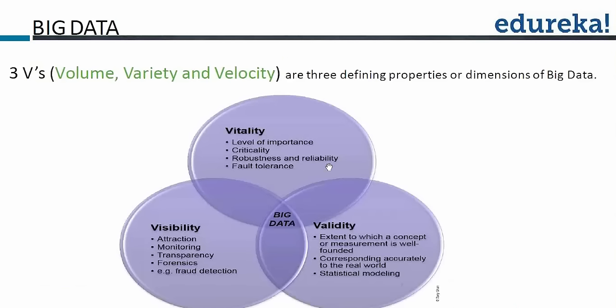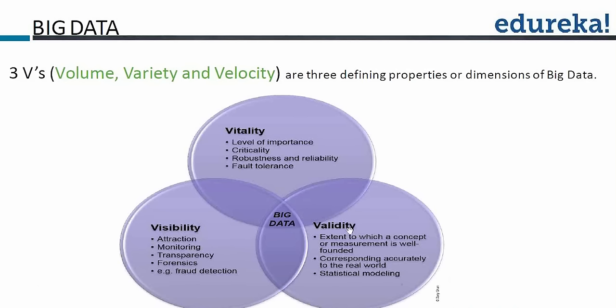Look at these 3 V's. If you look at IBM, I think they have added one more V called veracity, which is the quality of the data itself. So volume, variety, and velocity are there. Look at this vitality: level of importance, how critical it is, how robust it is, fault tolerance, monitoring, transparency, forensics, fraud detection for visibility.